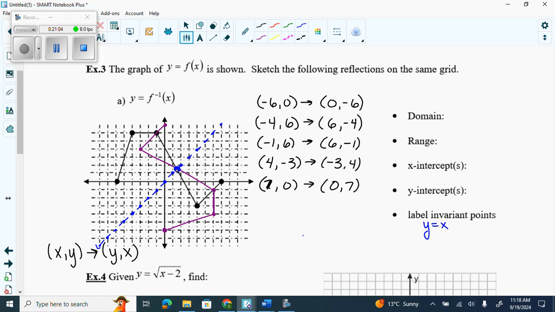It says label the invariant point. So this is the invariant point. To answer all four of the questions, I did not have to draw the inverse. Fun fact. If I want the domain of the inverse, what do I look for on the original? The range. The original was from negative 3 to 6, correct? That's my domain. We agree? And my range of my inverse is my what of my original? My domain. So what's this from? Negative 6 to 7.